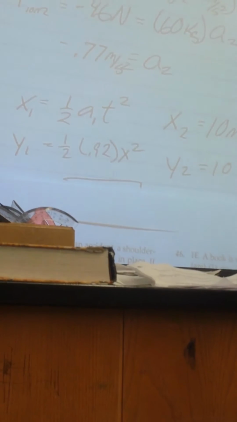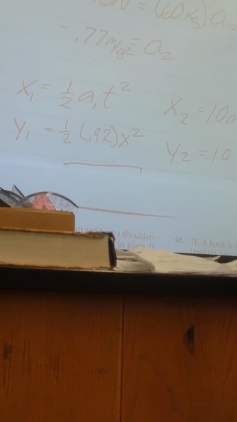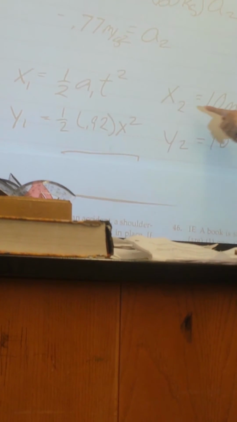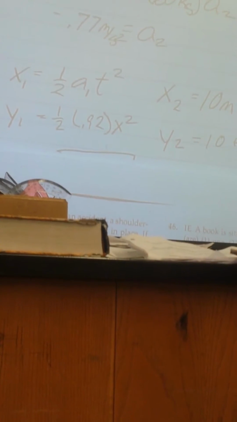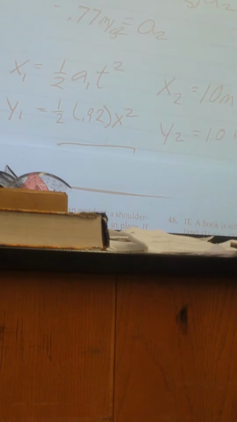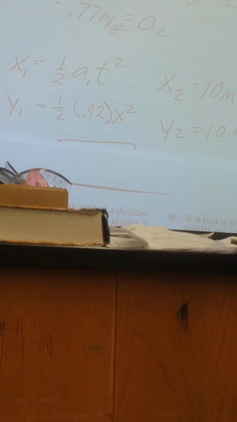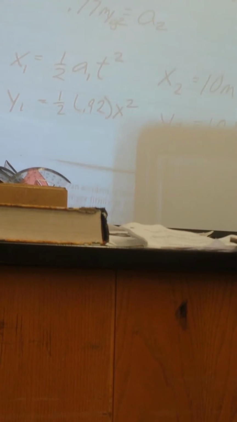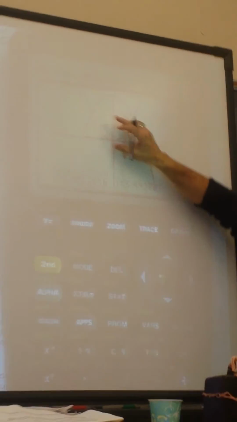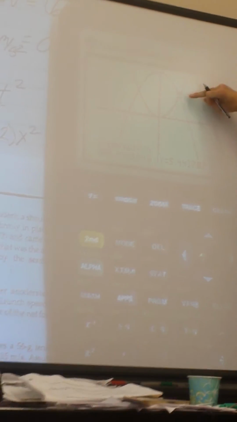Oh, the intersection. Yeah. Because x1 is her position, x2 is his position. We want to know when they're at the same position. We want to know when x1 and x2 are the same. If you put it in your calculator just like I told you to do, you'll see you've got these two parabolas. You just find the intersection.